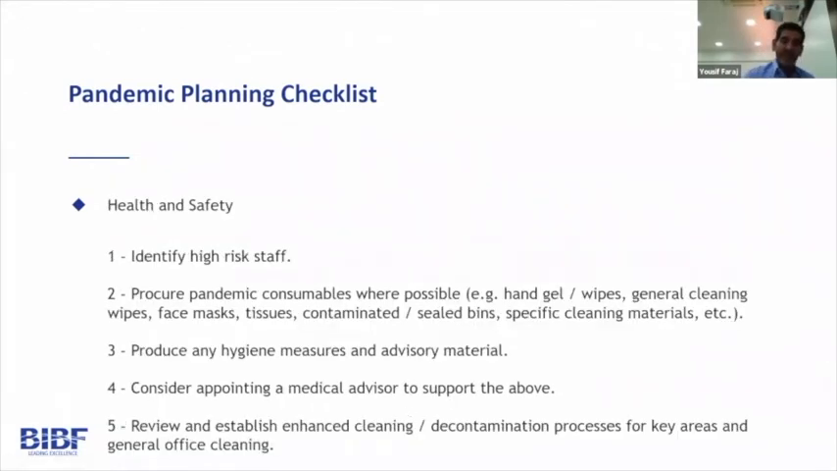One of the areas that we need to embed within the pandemic planning checklist is health and safety. It's very important to identify the high-risk staff. These are the key people. Therefore, you need to link it with the roles and responsibilities.